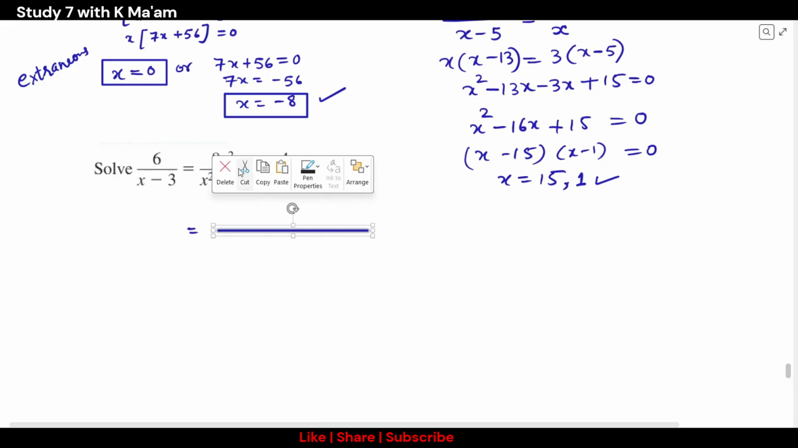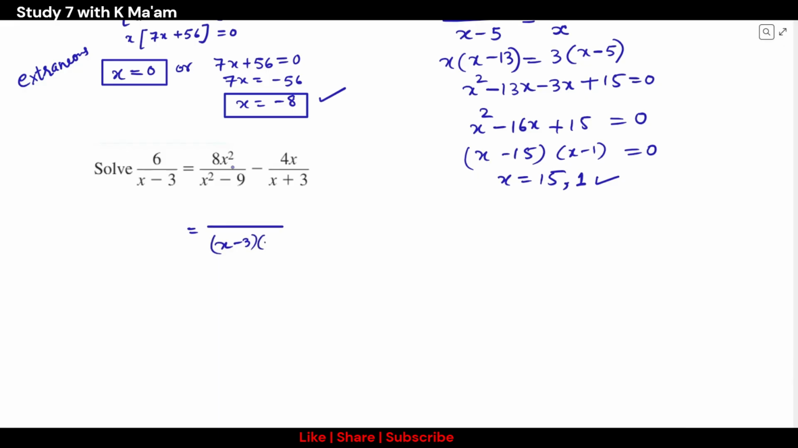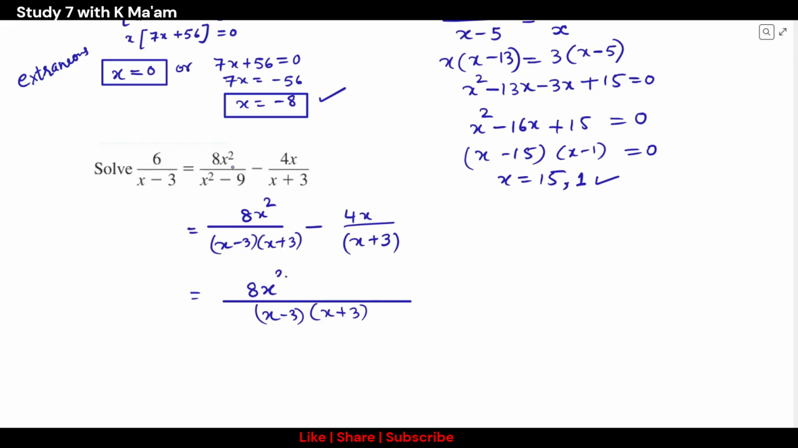Factorize it. This will be factored as x minus 3, x plus 3. 8x here minus 4x, x plus 3. So what will be the common factor? The common factor will be x minus 3, x plus 3. This term already has these two terms in the denominator, so no need to multiply anything here.